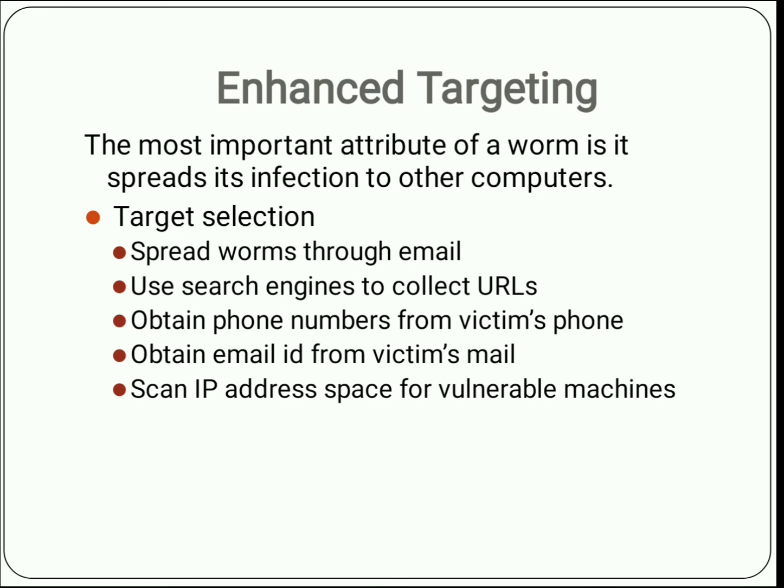There are various ways for a worm to select its target. The first is that it can spread through email. I have already told you how it spreads through email. It is the easiest way for a worm to find a target. Initially, it will be present in an infected host. Then it will check the mailbox of that machine, find other targets from the address book, and spread through those addresses. It's very easy for the worm to spread through email.